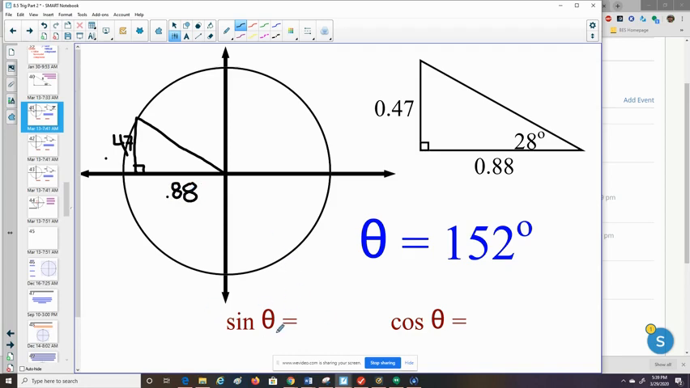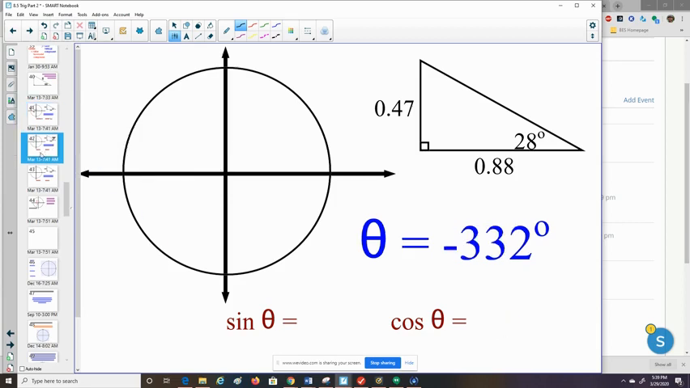And so if I say, what is the value of sine of that angle theta? The sine value is the vertical component, the y value. We're going up, so it's positive 0.47. And then the value of cosine, that is the x value. It is the horizontal component. We're going to the left, so it's a negative value in this case. Going to the left by negative 0.88. So cosine of the 152-degree angle is negative 0.88.